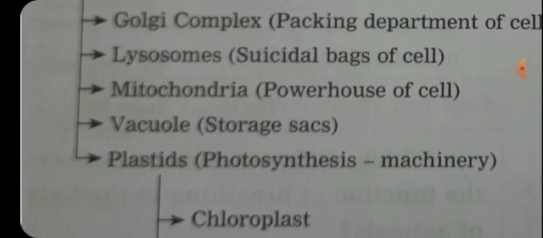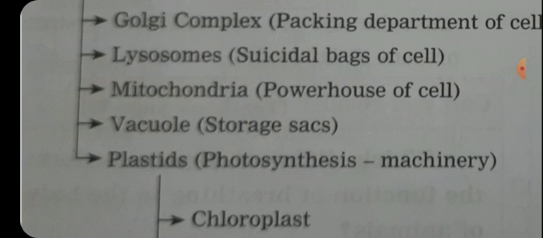Mitochondria are called as powerhouse of cell. Oxidation of carbohydrates and fats in the cell takes place with the help of enzymes. Energy is released, and released energy is stored in the form of ATP in mitochondria. Therefore, it is called as powerhouse of cell. Vacuoles, the function of vacuole is that they act like storage sacs. They store metabolic byproducts and end products such as glycogen, proteins, water, etc.